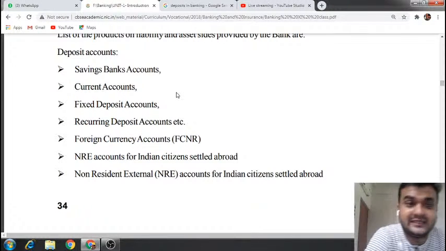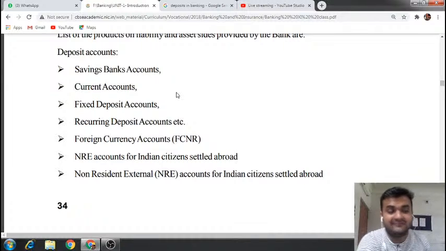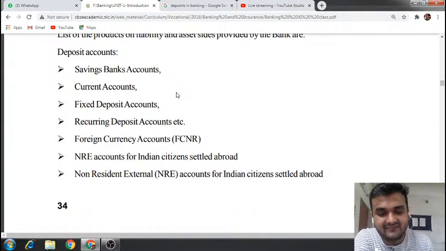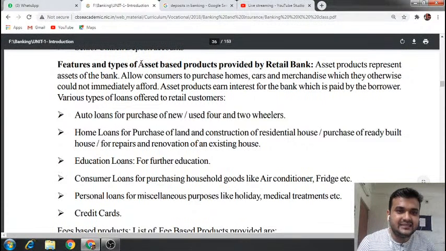Understood? But on the other hand, when they are taking deposits, they are giving loans also, and when they are giving loans, they are earning money through interest. So when they are giving loans, those loans will be treated as an asset for the banks. Whenever banks are giving loans, that loan will be treated as an asset. Here, asset-based products. Okay.